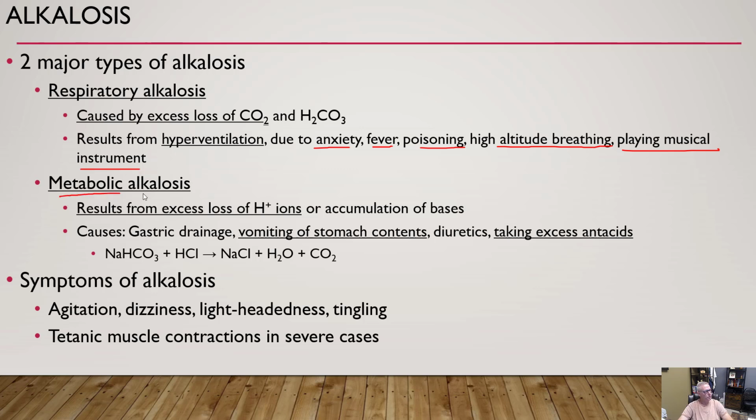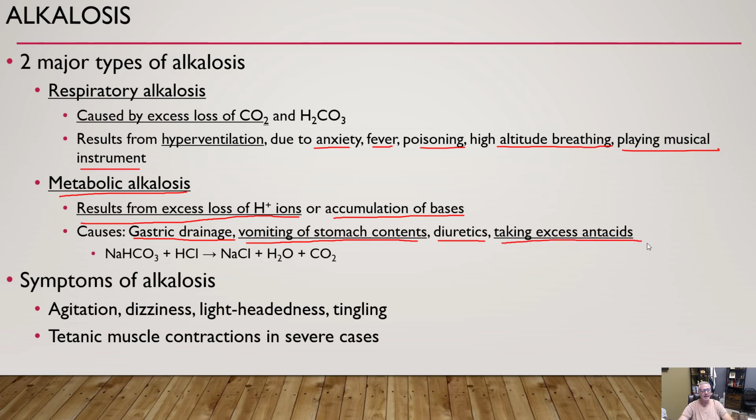Metabolic alkalosis: excessive loss of hydrogen ions or accumulation of bases, gastric drainage, vomiting of stomach contents. Remember I said lose acid above the belt. If you lose acid, you're going to become more basic. Taking diuretics. You pee out a lot more.